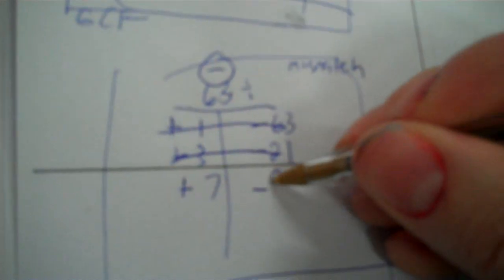7 and 9. Okay. So 7 plus negative 9 is negative 2. Okay, so you put in your positive 7, your negative 9.